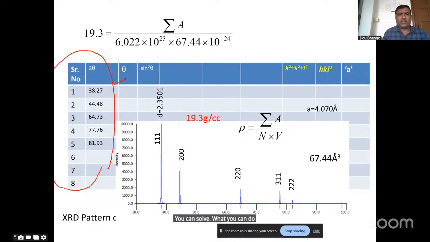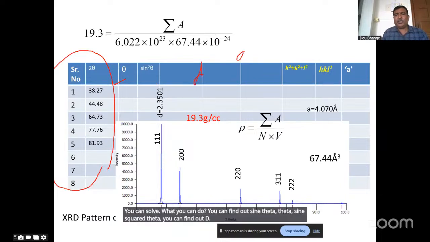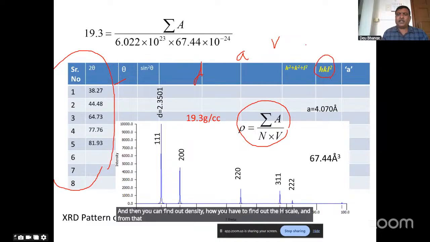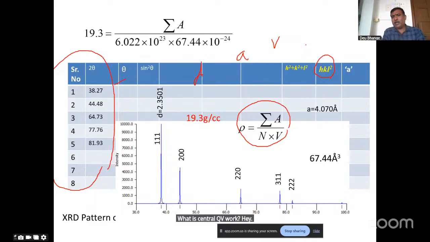What you can do is find out sin theta, theta, sin square theta. You can find out D, you can find out A, you can find out volume, and then you can find out density. How? You have to find out the HKL, and from that you have to decide whether it is a primitive cube, body centered cube, or face centered cube. And then you can determine the density of your material.